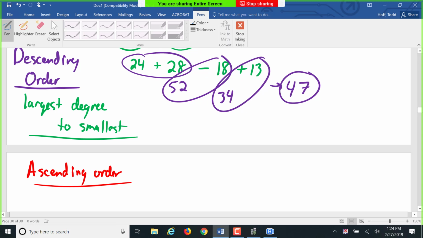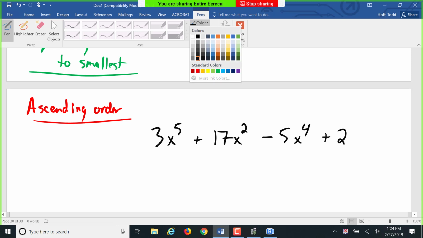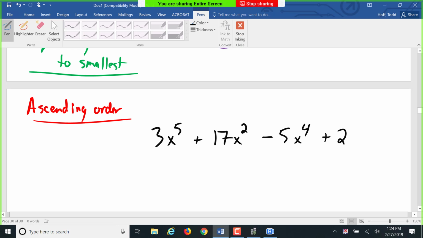Ascending order, if I have 3x to the 5th plus 17x squared minus 5x to the 4th plus 2. Ascending order goes from smallest degree to largest degree. So what would go first if I were to put this one in ascending order? 2. Good. What would be next?